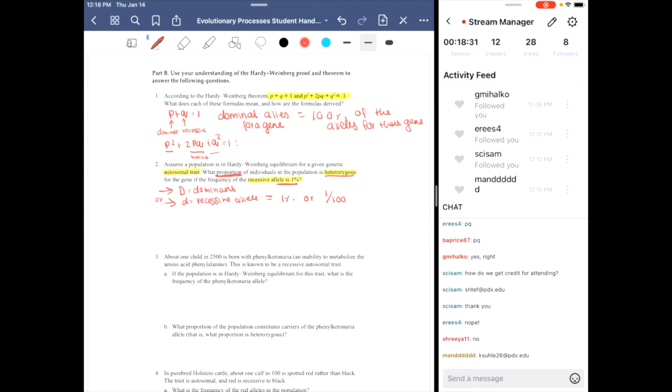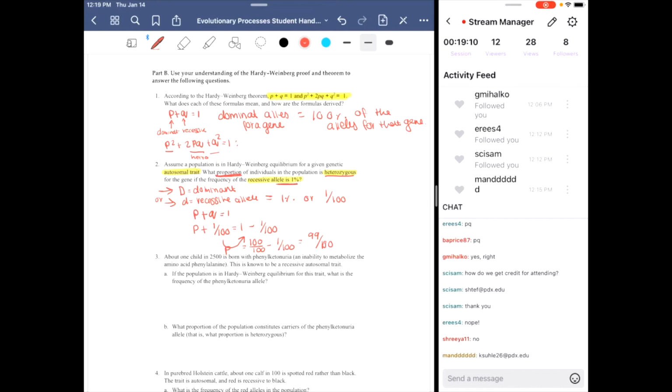So then we can utilize this equation, p plus q equals 1. If we know q equals 1/100, then we can put that over there and do 1 minus 1/100, and we can take the common denominator. So that gives us p equals 99/100.